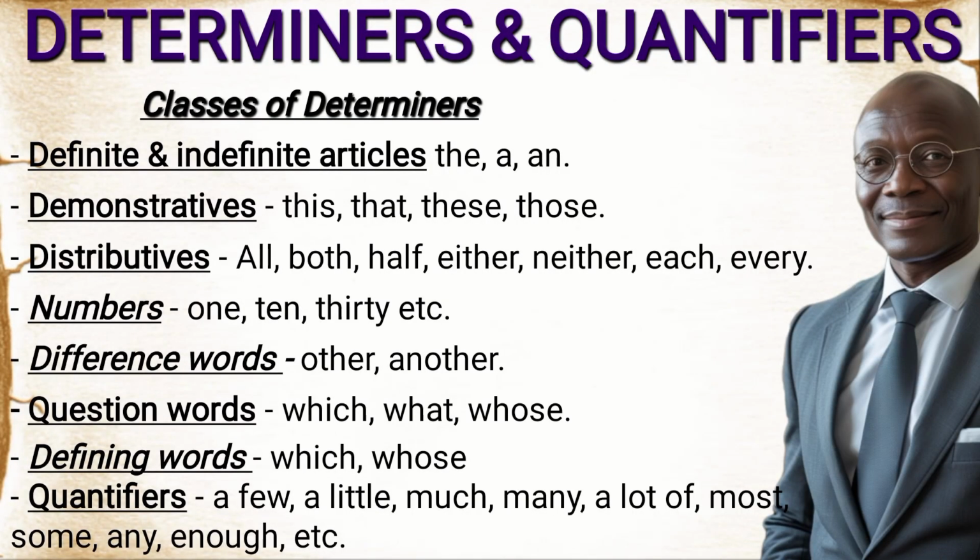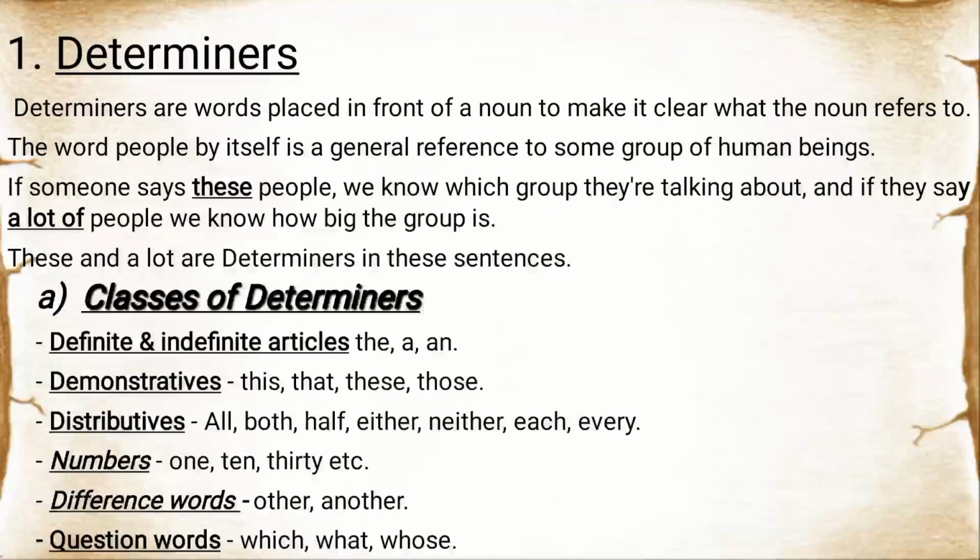In this video, you are going to learn determiners and quantifiers. 1. Determiners. Determiners are words placed in front of a noun to make it clear what the noun refers to.